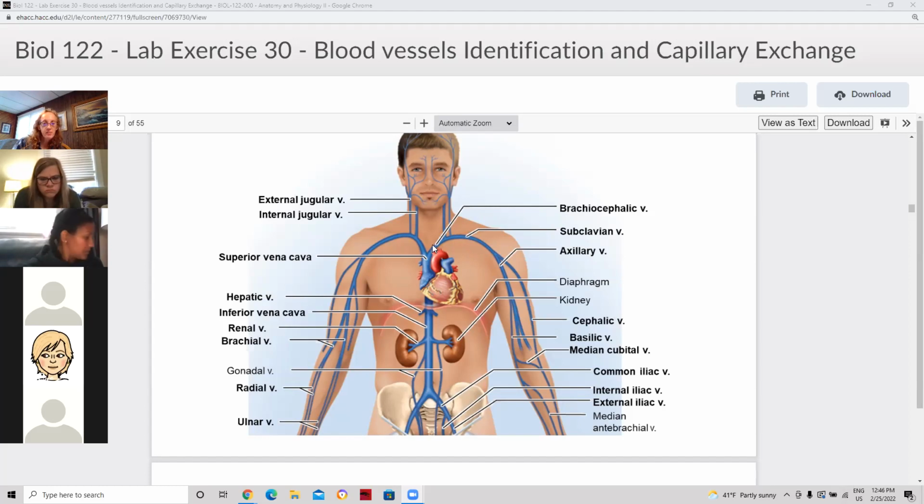Brachiocephalic vein, right here. You have two brachiocephalic veins. So you have one brachiocephalic trunk, but you have two brachiocephalic veins. It's a really great true or false question. So one brachiocephalic trunk comes off the aorta. You have two brachiocephalic veins that are going to merge. Those brachiocephalic veins are going to merge to form the superior vena cava.